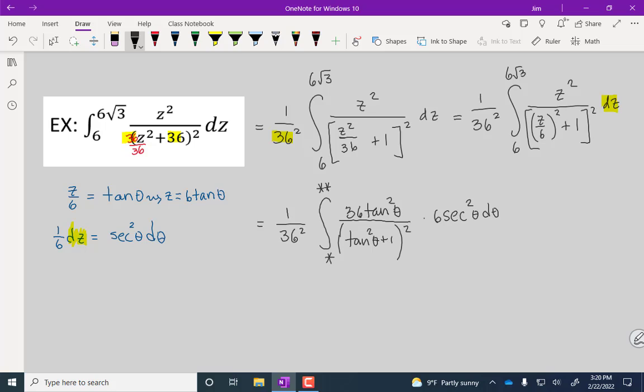So is there any piece of that substitution that's not jiving? John? 6 secant squared. Yep. So the 6 secant squared, that's dz. So dz, we multiply both sides by 6 to isolate the dz, and that's going to go in right there. So dz gets turned into 6 secant squared.